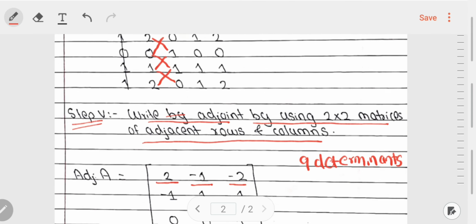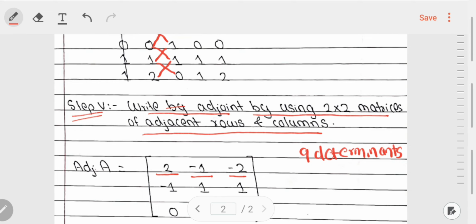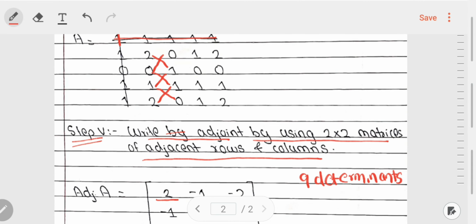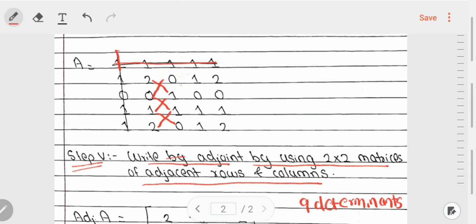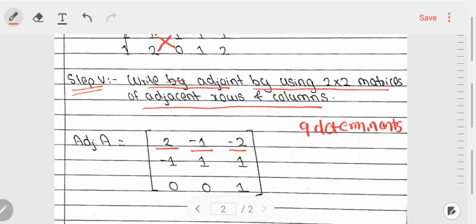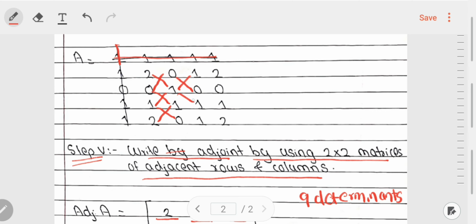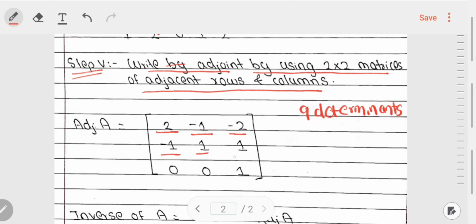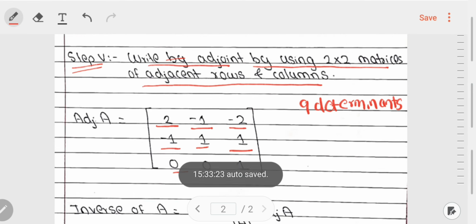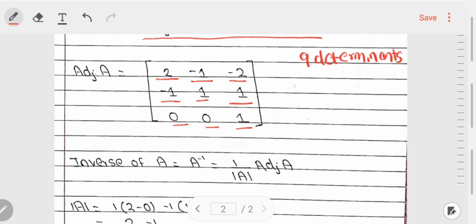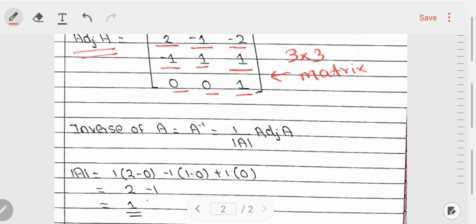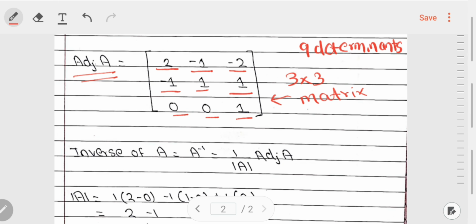You can also go row wise for the determinants and write them column wise. It's your wish. Over here I have the determinant 0 minus 1, that is -1, 1 minus 0, which is 1, and similarly the further determinants are 1, 0, 0, 1. You can check for yourself. So over here we have 9 determinants, and those 9 determinants form the elements of a 3 cross 3 matrix, and that matrix is nothing but our adjoint A. This was the shortcut to find the adjoint of a matrix.